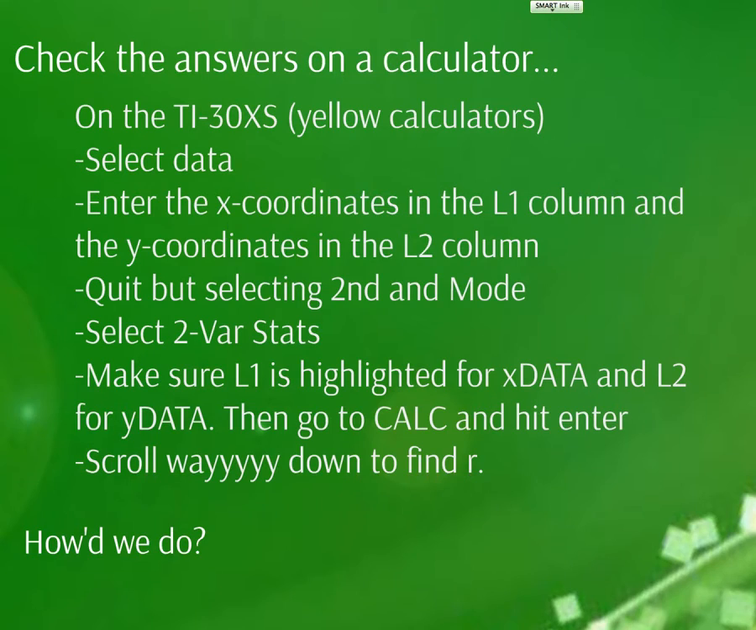Here are the directions for how we would do this on a yellow calculator. So you guys know how you go into data, you would plug all of these values in. Now, when you go back to stat, I think I skipped a step on my notes here. When you go to stat here, you have to select two of our stats because you have two variables. And then, make sure that L1 and L2 are highlighted for your X and your Y's. Once you go down to calc, it'll give you a whole bunch of stuff. And then the very bottom, it says R.